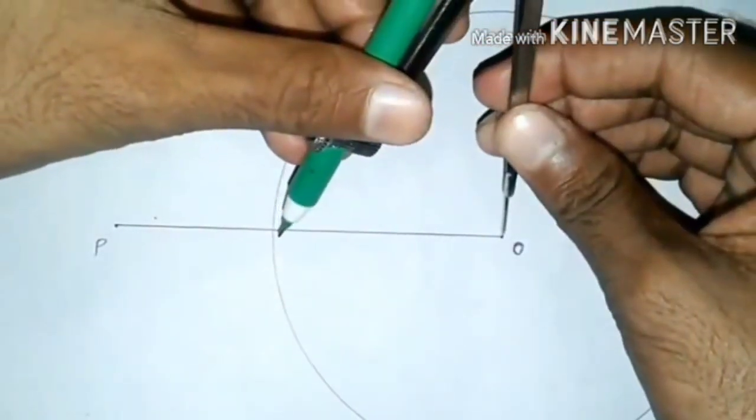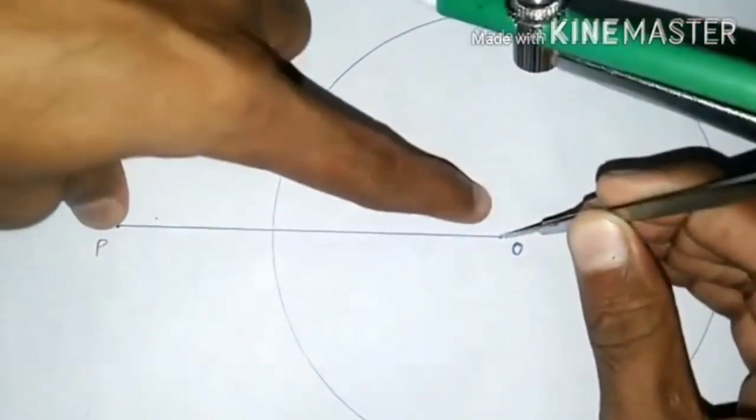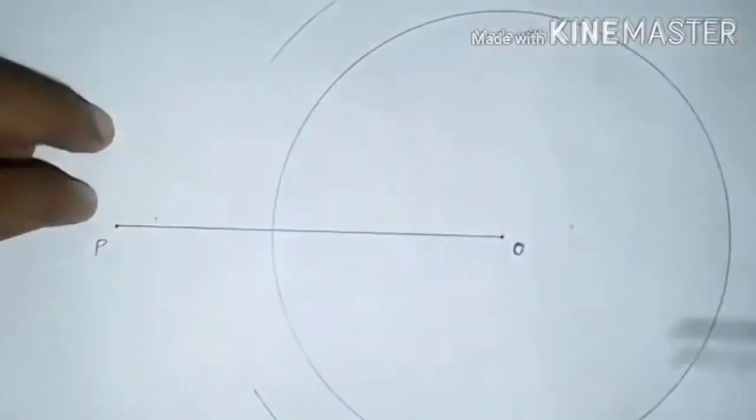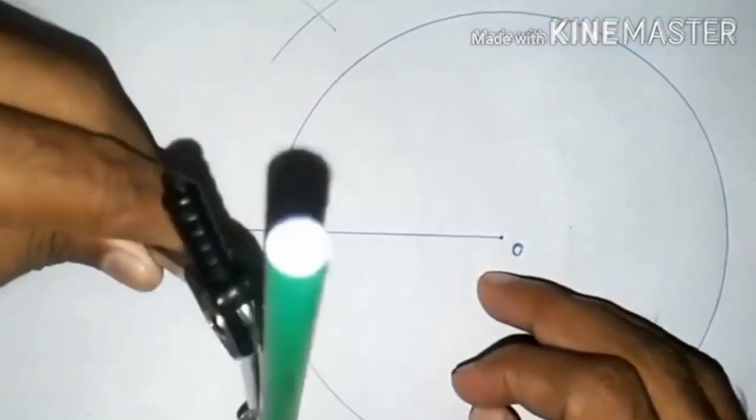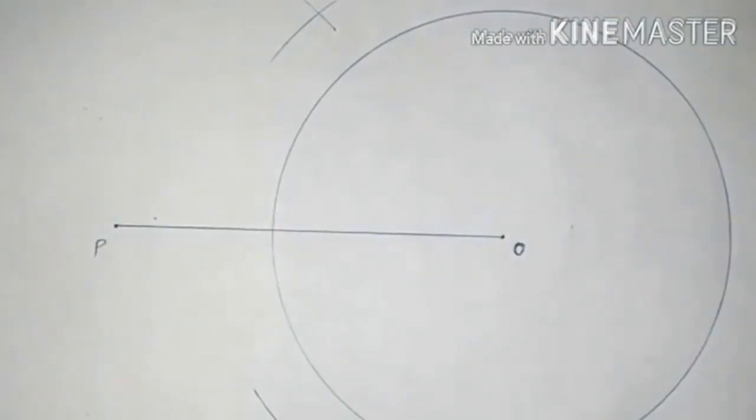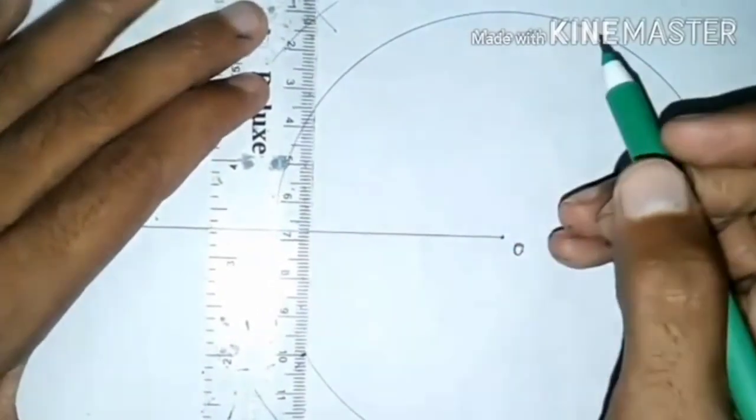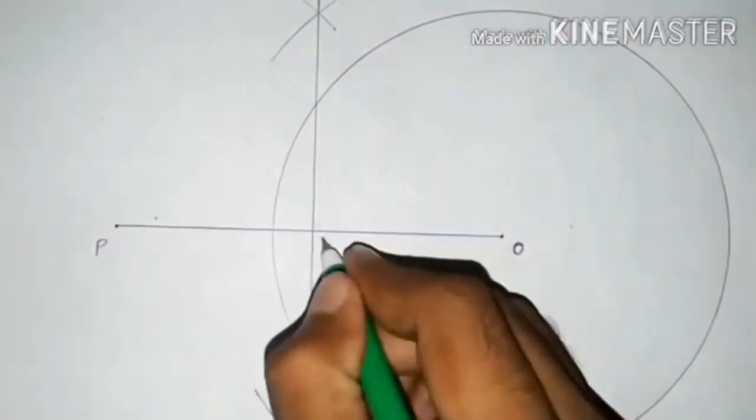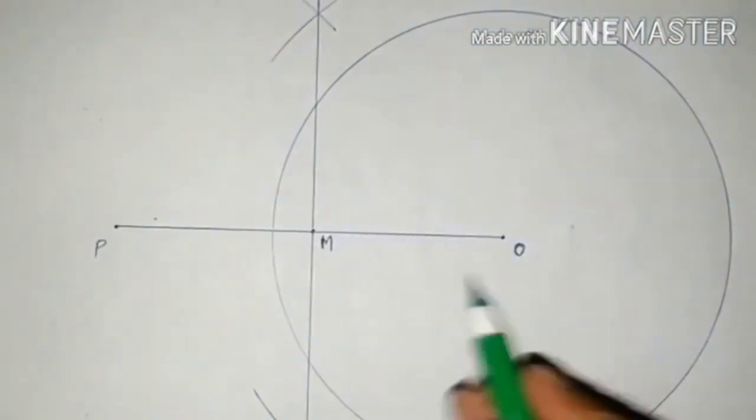We have to draw the perpendicular bisector of OP. For that, take more than half of length of OP at O. Draw the arc up and down of line OP, and using the same radius, fix at P and cut the previous arcs. Now using your ruler, join the two arcs, point of intersection of two arcs. Label the midpoint of PO as M.